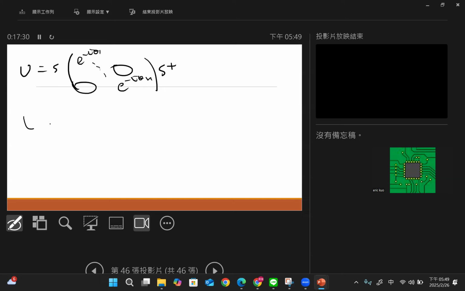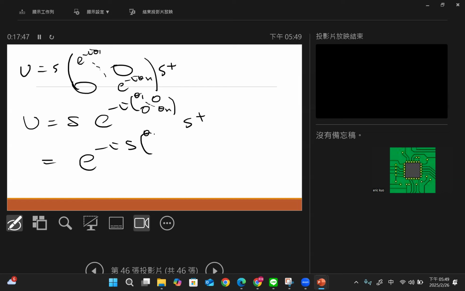So I can write U as S times exponential of minus i times the diagonal matrix theta 1 up to theta n, times S dagger. Now I can combine everything into exponential of minus i S diag(theta 1, ..., theta n) S dagger. Then I can say this guy is H. So for any unitary, this is trivial, right?